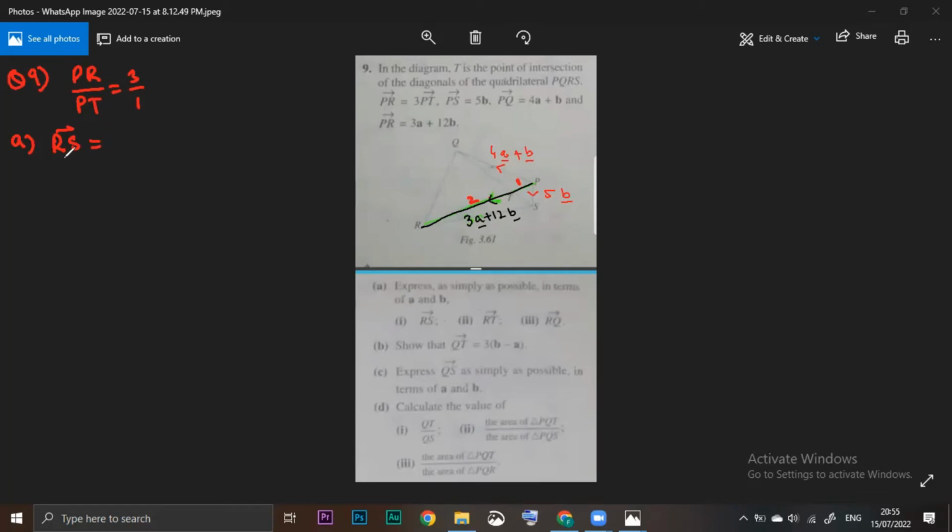We will stand at the tail. In this one, tail is R. And then we will move towards S. RP plus PS. Here we have PR, which is 3A plus 12B. So RP is minus 3A minus 12B.